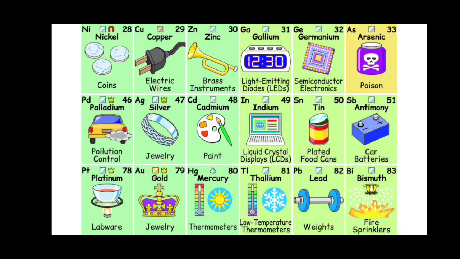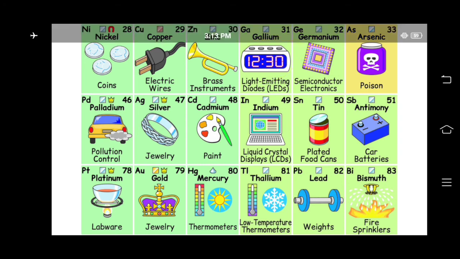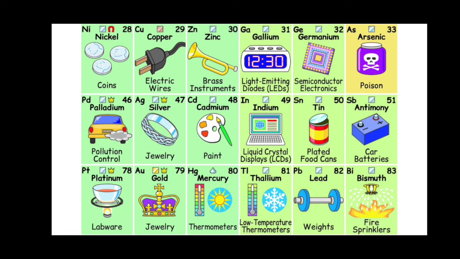like nickel. Nickel is used in coins. Then copper is used in electric wire. Zinc is used in brass. The mixture of nickel, copper, zinc is used in alloys. Next, gallium is there. This gallium is what? This is an element, or a metal. Whenever it is placed in our palm, it converts into the liquid state. This is called a liquid metal.